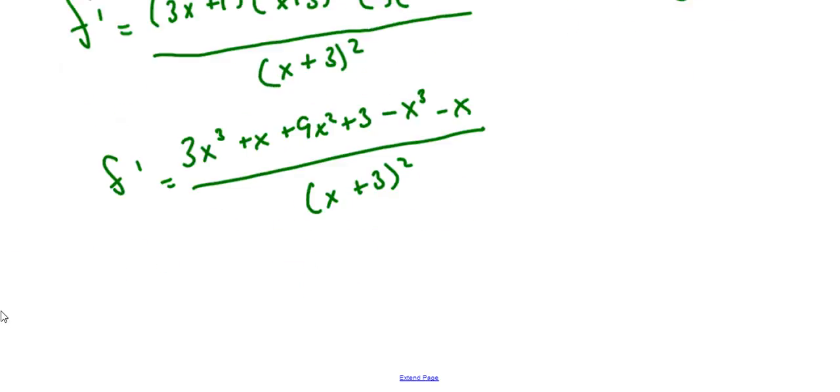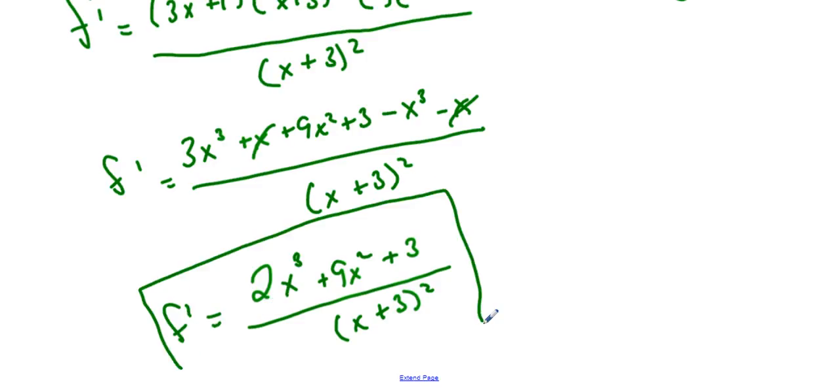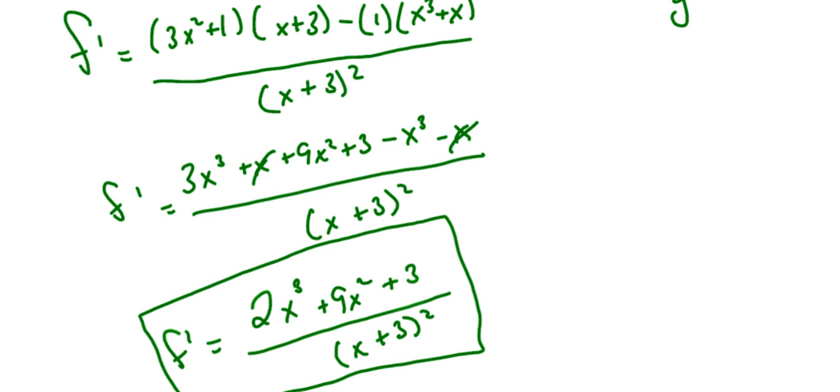All right, so what we have right here, simplifying a little bit farther. Any x cubes? Yes, we do. We have 2x cubes left over. Any x squareds? Yes, we have actually 9x squareds. The x terms cancel out, and we're left with plus 3, all over x plus 3, that quantity squared. And that is our derivative. I'm sorry that's on an angle, but that's just how I'm writing right now. Okay, so that's using the quotient rule.